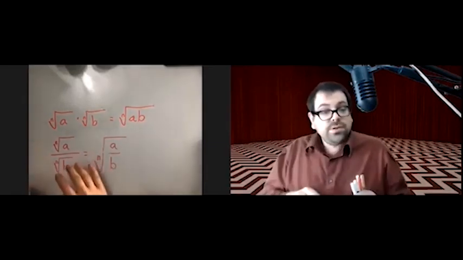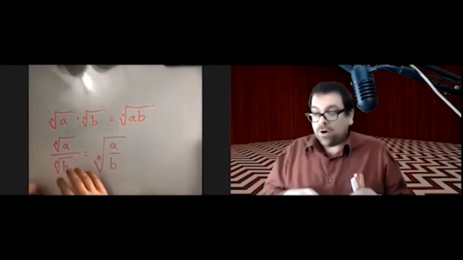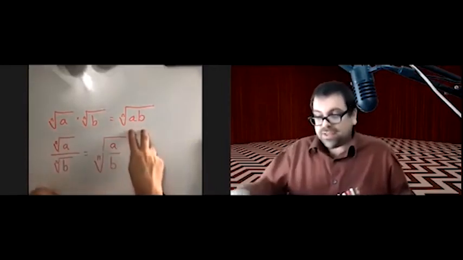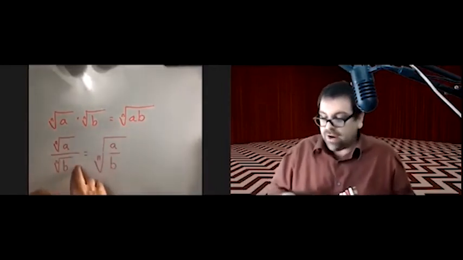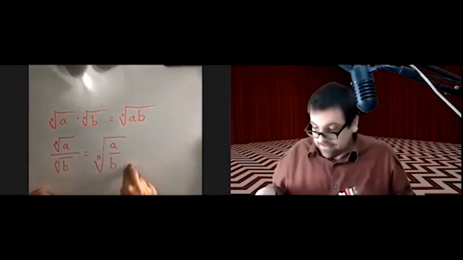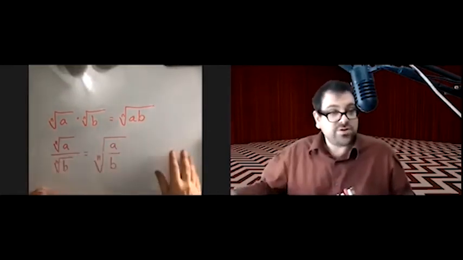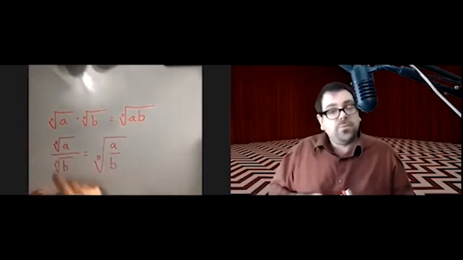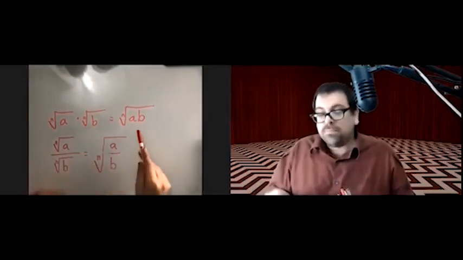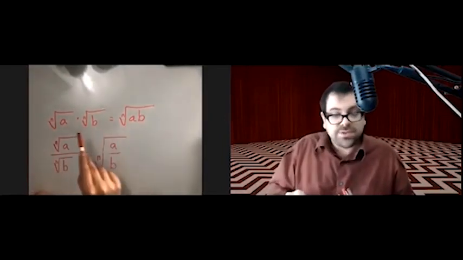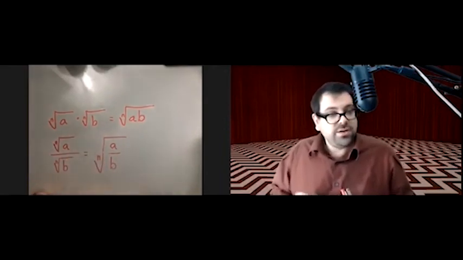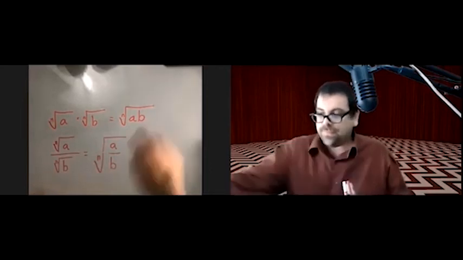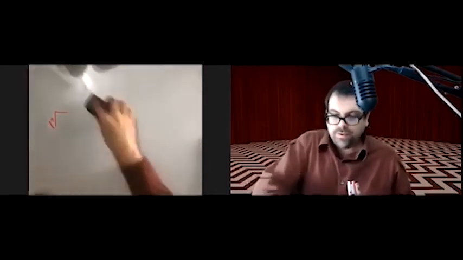These rules are useful in this direction. To multiply radicals, you take the radical of the multiplication. To divide radicals, you take the radical of the division. Again, this doesn't work for addition or subtraction, just multiplication and division. But they're just as useful the other way. We can break up single radicals into multiplication or single radicals into division. What does that mean?